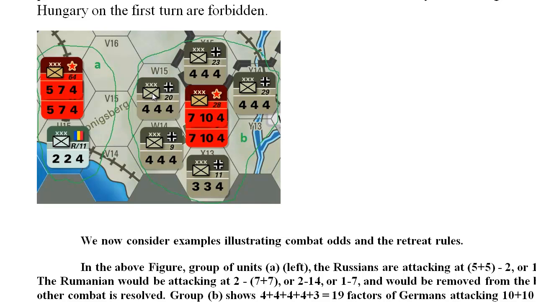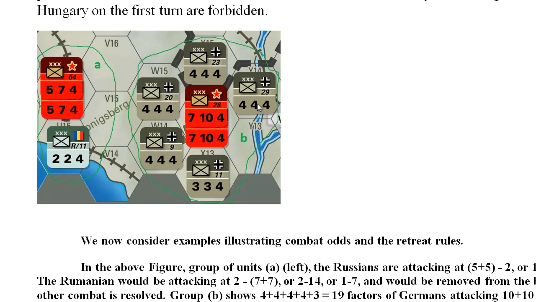So, for example, here, suppose we had 4, 8, 12, 16 attack factors of Germans attacking one of the 7, 10, 4s. That would be a 16 to 10 or 1 to 1. The die is rolled on the 1 to 1 column. A 2 is rolled, meaning an exchange. The side with fewer attack factors, that's the 7, 10, 4, is eliminated, and the Germans must lose at least 7 attack factors. As it happens, if you look at this stack, they can't lose 7 attack factors. They therefore have to lose at least 8.